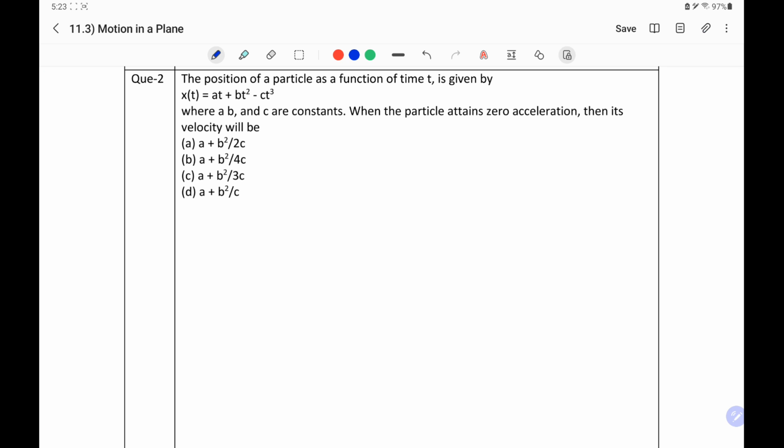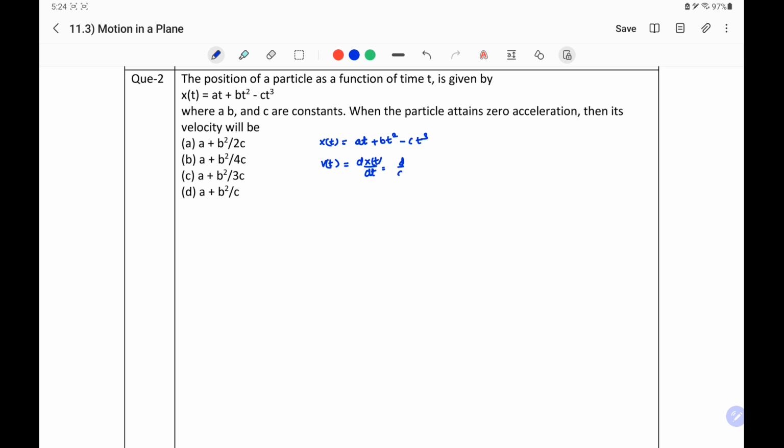Second question: the position of a particle as a function of time is given by x(t) equal to at plus bt square minus ct cube, where a, b, c are constants. When the particle attains zero acceleration, then velocity will be? It is given that position is given by x(t) equal to at plus bt square minus ct cube. So velocity as a function of time will be the differential of position with respect to time.